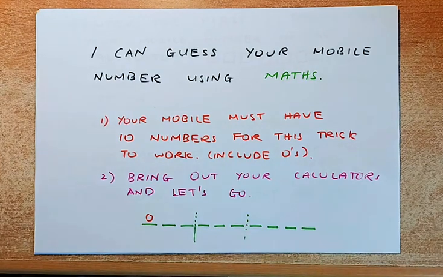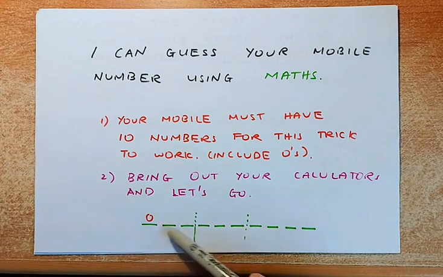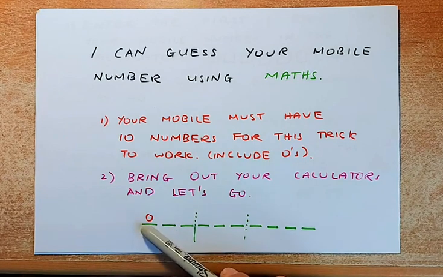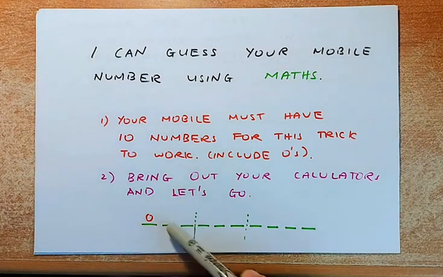If you are doing a landline, it also works provided it has at least 8 numbers. If you have 8 numbers, put another 0 in front of it, and then it will work. I don't think it will work for 7 numbers. So make sure you have at least 8 numbers. I'll repeat again: if you have 9 numbers, put a 0 in there. If you have 8 numbers, put 2 zeros in there.